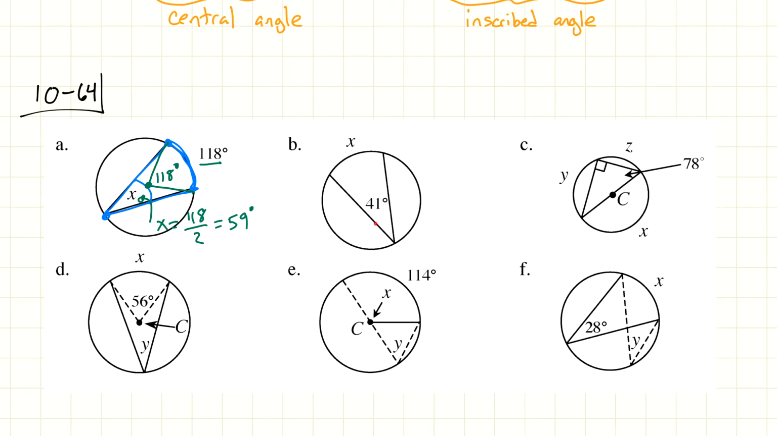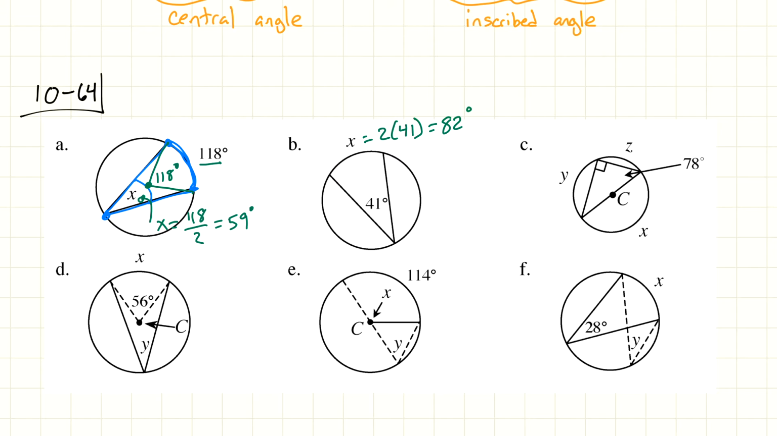If the inscribed angle is half, then the central must be twice as big. And you should notice it looks a little bit wider if I draw in the central angle. So in this case, x is going to be twice as big as 41, which is 82 degrees.